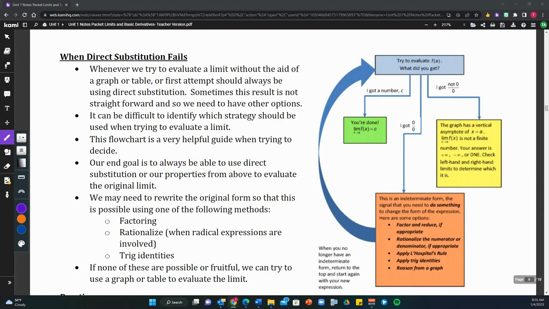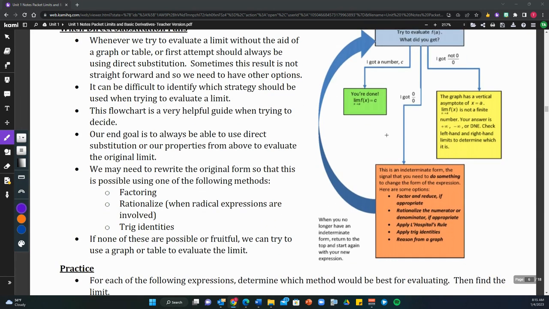Now we're going to talk about what happens when direct substitution fails. So this is going to be the algebra-heavy portion of this section. So whenever we try to evaluate a limit without the aid of a table or a graph, your first attempt should always be trying to use direct substitution. If it's a well-behaved function, then we can just simply plug the value of x that we're evaluating the limit at into the function and see what we get. Sometimes this result's not straightforward, so we have to have other options though.